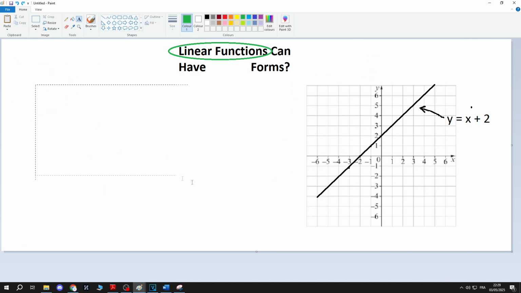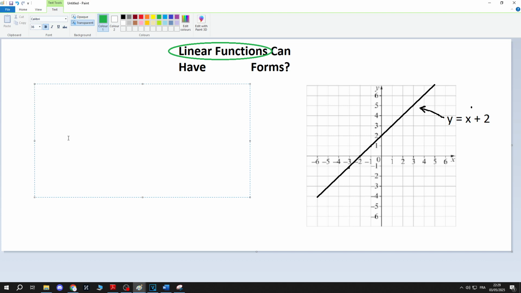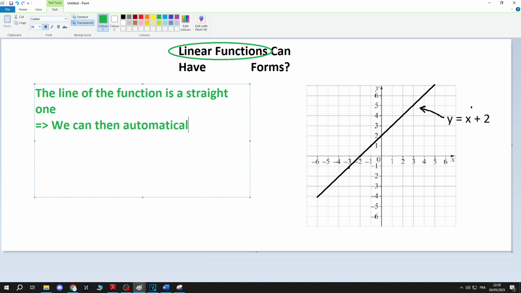This is a straight line. And a straight line is an indication that our function is linear. So we could say this: the line of the graph, or the line of the function, is a straight one. We can then automatically assume that this indeed is a linear function. Now, you don't have to write the word indeed, but this is a linear function.